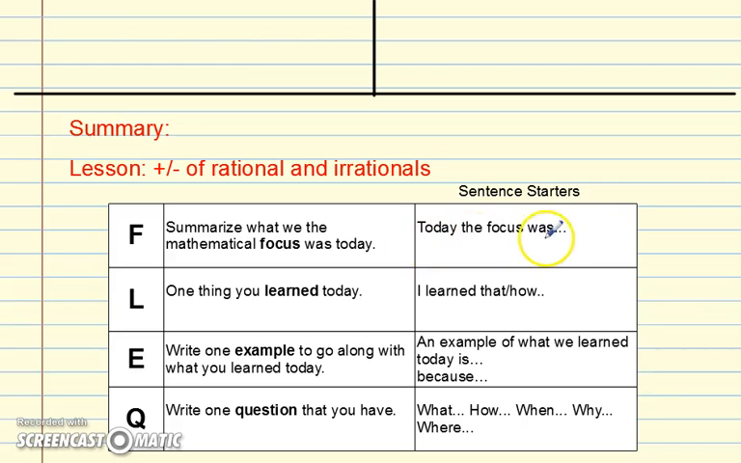So you do need complete sentences. Here's your sentence starters. You need an example of what we learned. And then any question that you still have. If you continue to have those questions, make sure you're asking your classmates or your teacher to help clarify those questions.